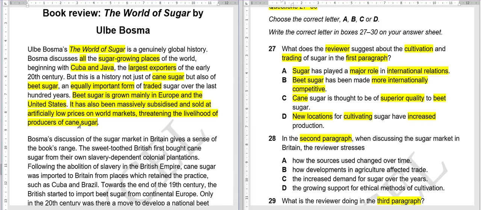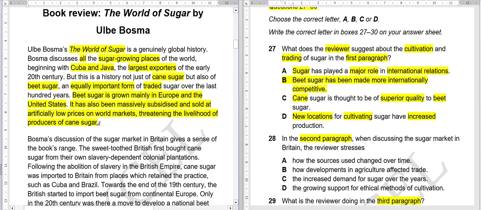Hopefully, the paragraph is clear. Now you will have around 10 seconds to tell me whether the correct answer for question 27 is A, B, C, or D, and the time starts now. Okay, time's up. I'm going to mark the correct answer first. Which one have you marked? Yes, B. Beet sugar has been made more internationally competitive.